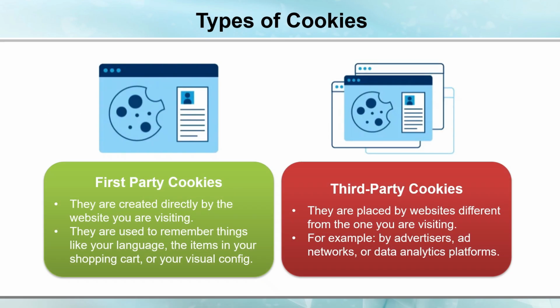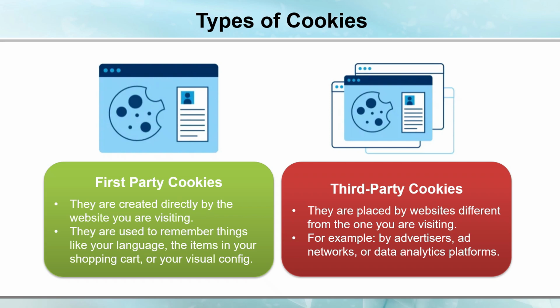In general, cookies are divided into two main groups: first-party and third-party cookies. First-party cookies are created directly by the website you are visiting. They are used to remember things like your language, the items in your shopping cart, or your visual preferences. These are usually safe and are part of the website's basic functionality.